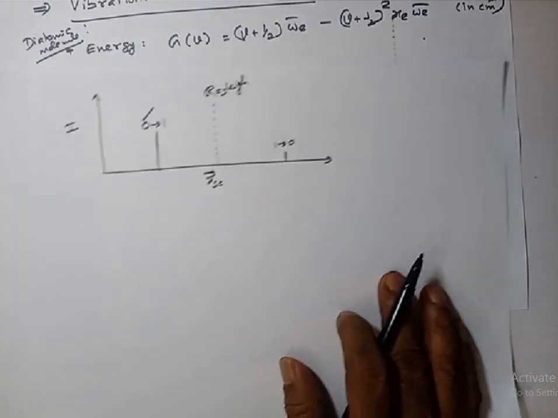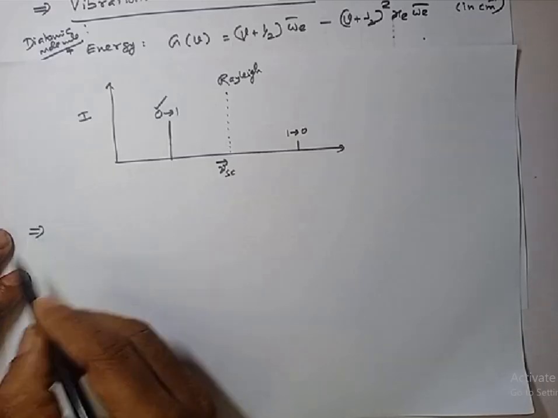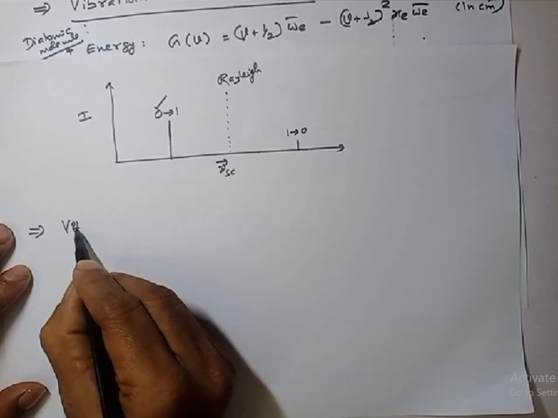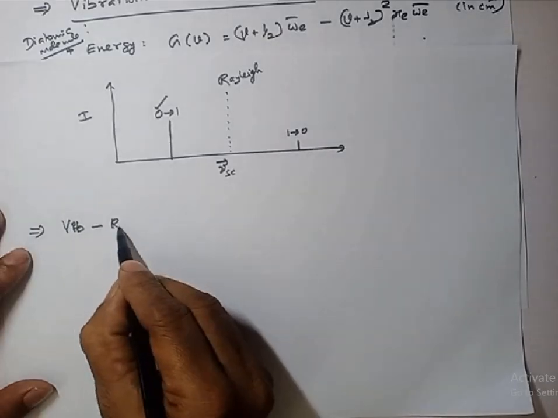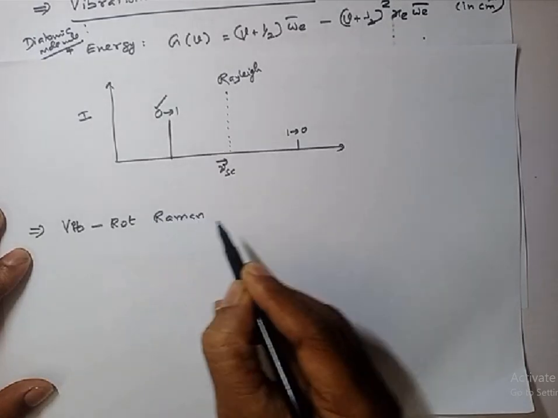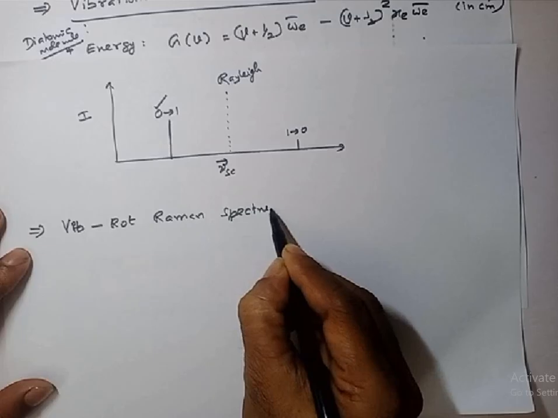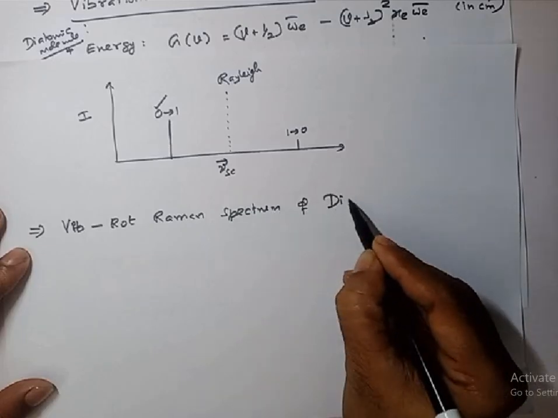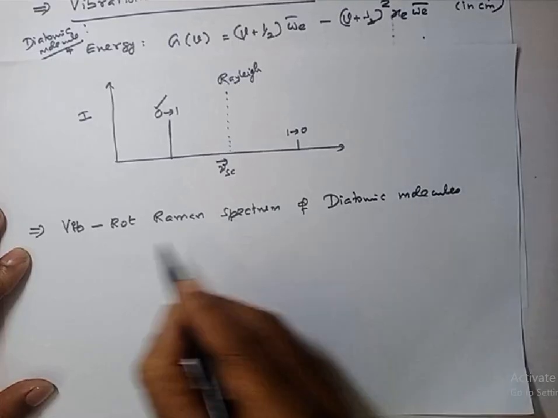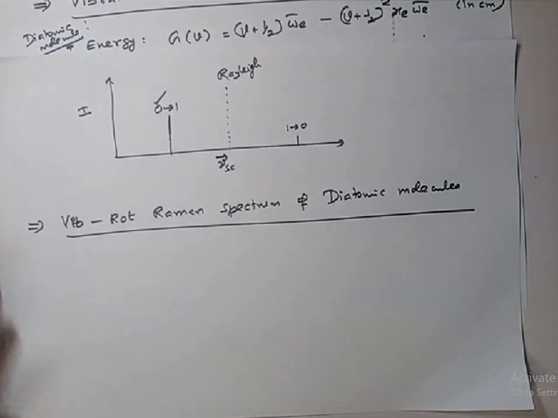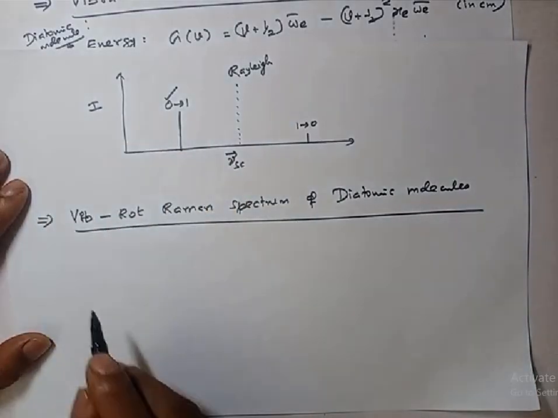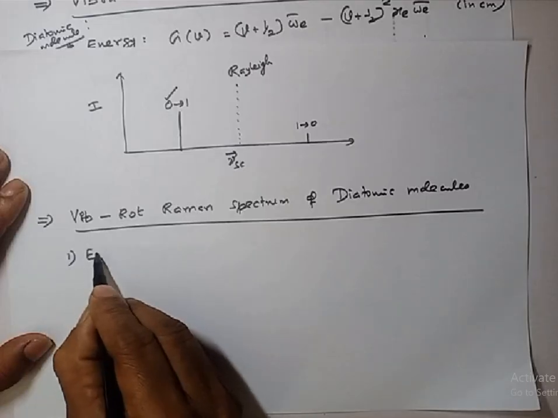So next, I will give the heading like this: vibrational rotational Raman spectrum, vibrational VIB, rotational ROT, Raman spectrum of diatomic molecules. Observe carefully, diatomic molecules. Now listen, I am going to use the same idea. So what is the energy? The first point is energy.